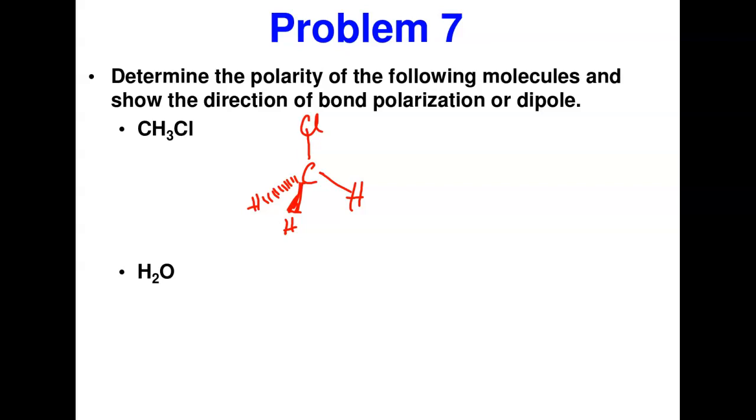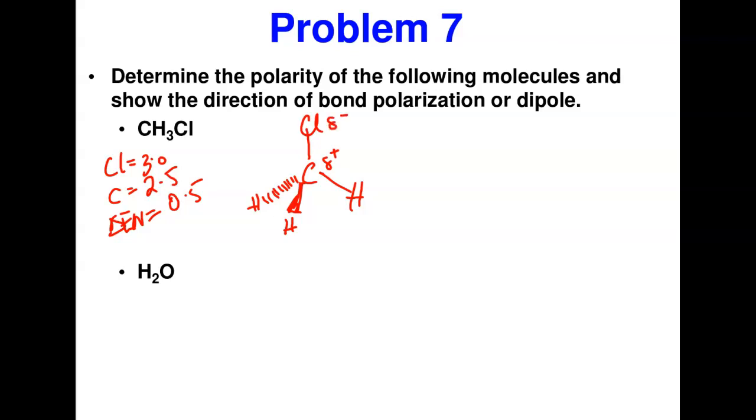So I'm not even going to concentrate on that, but I'm going to check carbon and chlorine. Again, you remember chlorine is 3.0 and carbon is 2.5. So if you look at the change in EN, 3.0 minus 2.5 will give you 0.5. It is in the polar covalent bond range. We know these ones are not polar. What it means is that this is less electronegative, so it's going to be partial positive. This is more electronegative, so it's going to be partial negative.